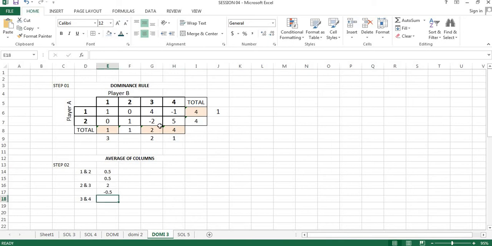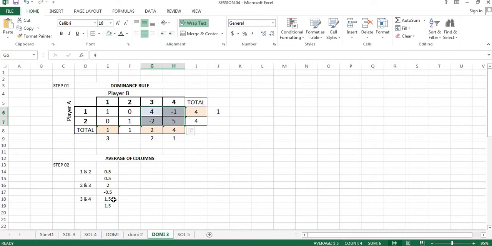So for columns 3 and 4, it is like this. (4 minus 1) divided by 2 is 1.5. Likewise, (minus 2 plus 5) whole divided by 2. The average is 1.5. So let us compare this with this one. So we have taken the average of this.